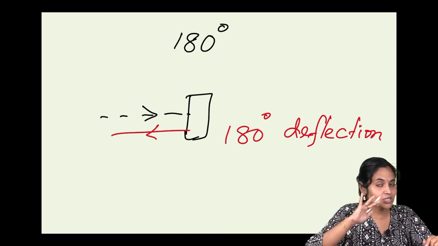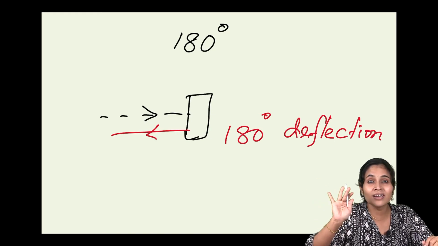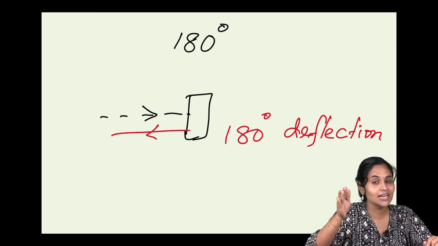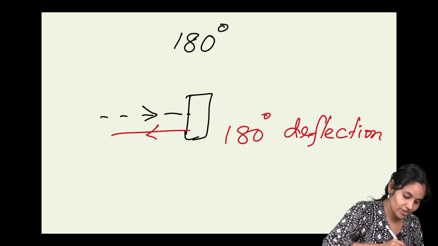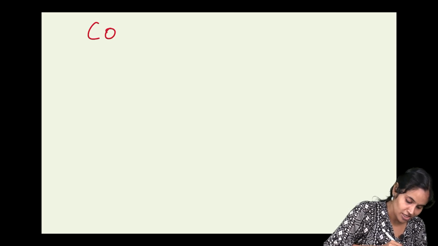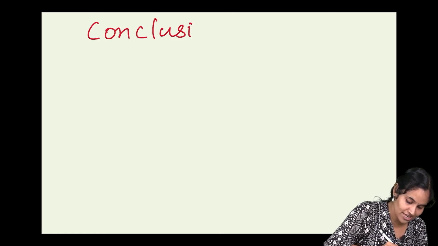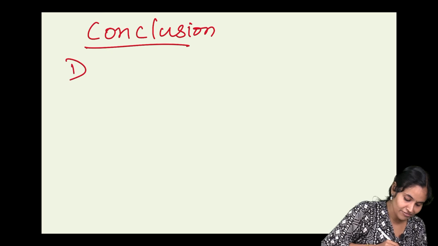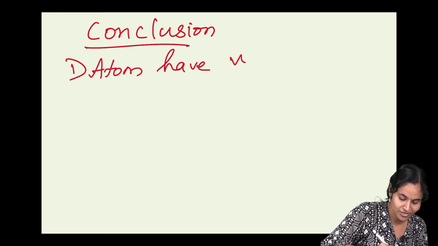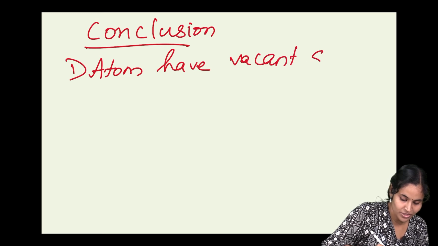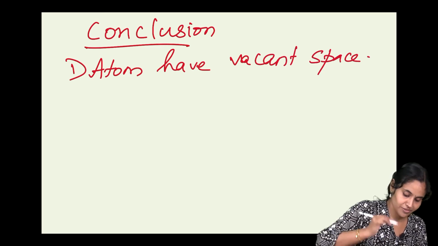Most of the alpha particles were passing through the foil without any kind of deflection. So that indicates that atoms have enough vacant spaces. That was the first conclusion: atoms have enough vacant spaces. Okay? Yeah, that was the first conclusion.